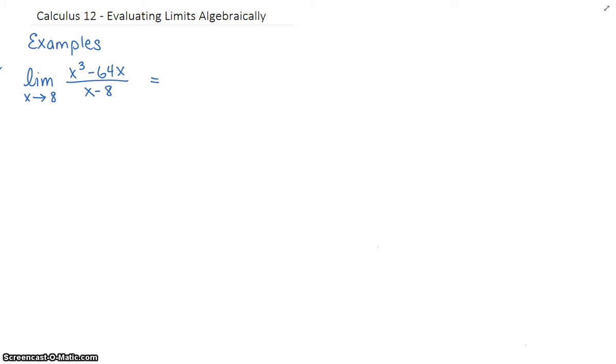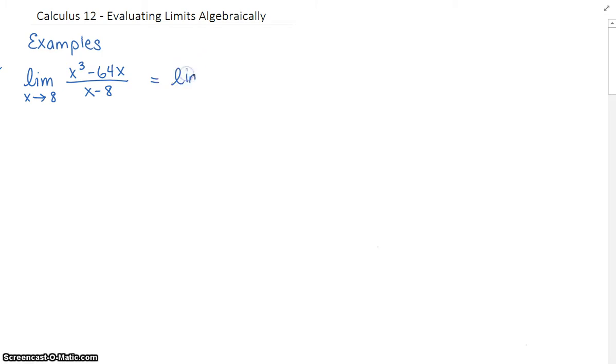We're going to look at a couple of examples for evaluating limits algebraically. The first example is the limit as x approaches 8 of x cubed minus 64x on the numerator divided by x minus 8. If we were to plug 8 directly into this function, we would have a 0 over 0 scenario, which is an indeterminate form.